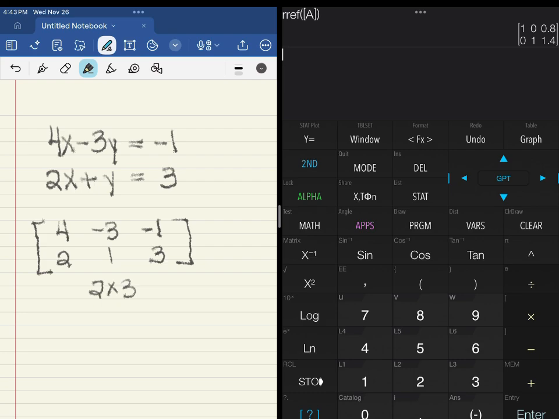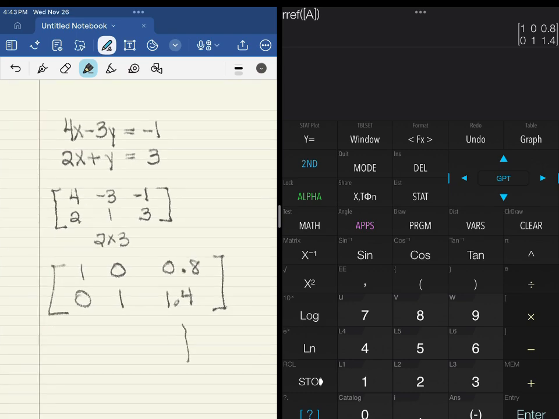And you notice how it comes up 1, 0, and then 0, 1. And then on the third column, it shows you these numbers, 0.8 and what is that, 1.4. Your solution is everything that's in that third column. That's your solution right there. So we did reduced row echelon form, which is RREF, of the matrix that we made. So we had to go to math, do that, and then go back and pick the name A, and it will give you the solution.